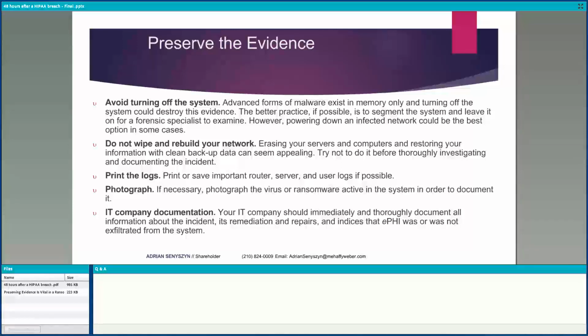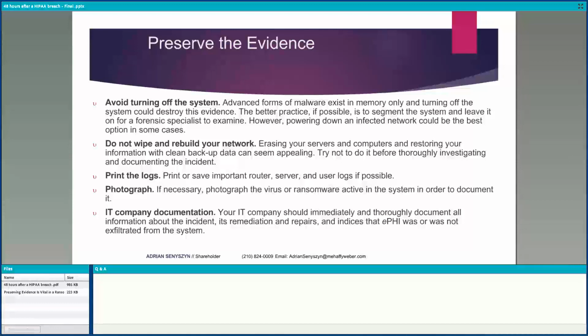So even though you've had a ransomware incident, there was no medium or high probability of harm to that information, because there actually wasn't a hacker on the system and no information was lost. Some of the other items you can do is print logs, photograph if necessary. If you can't get around your system, use your cell phone and photograph the virus. And then you want to make sure your IT company is thoroughly documenting the incident.